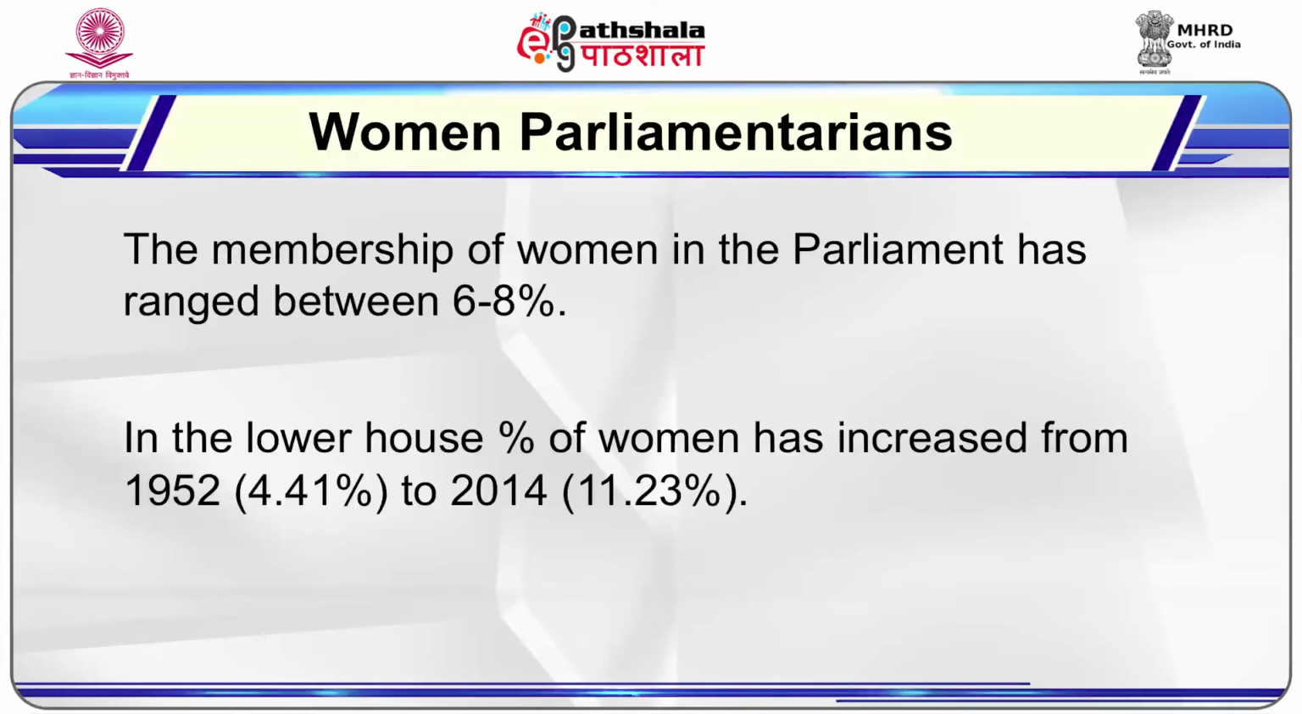Now let's move to the next part, where we are discussing women in the decision making processes. Let us start with women parliamentarians. The membership of women in the parliament has ranged between 6 to 8%. In the table provided here, we can have a comparative look at women's representation in Lok Sabha and Rajya Sabha. We will realize that the 4.4% women members of the lower house, that is Lok Sabha, in 1952 has increased significantly to 11.2% in the 2014 election.